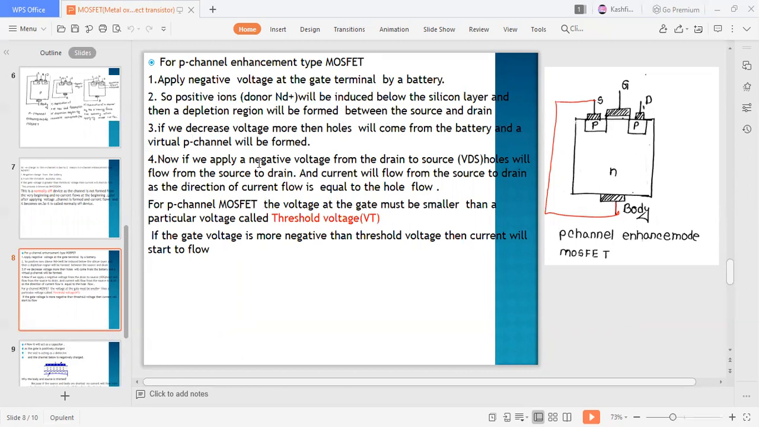Now, if we apply a negative voltage from the drain to source, VDS, holes will flow from the source to drain and current will flow from the source to drain, as the direction of the current flow is equal to the hole flow. For p-channel MOSFET, the voltage at the gate must be smaller than a particular voltage called threshold voltage VT. If the gate voltage is more negative than threshold voltage, then current will start to flow.